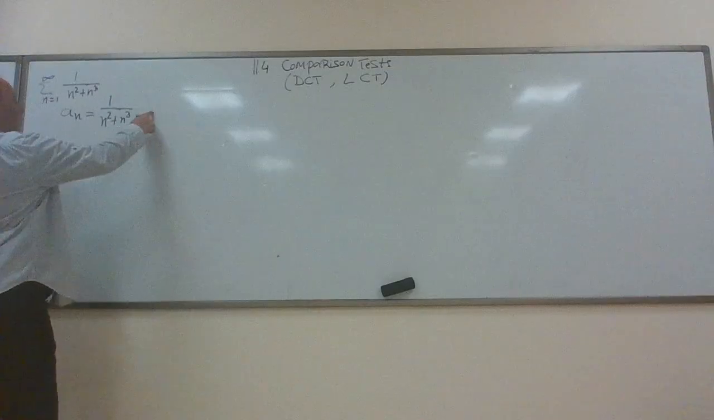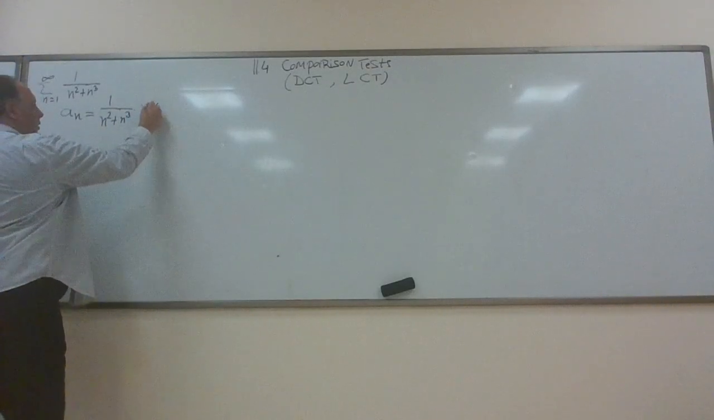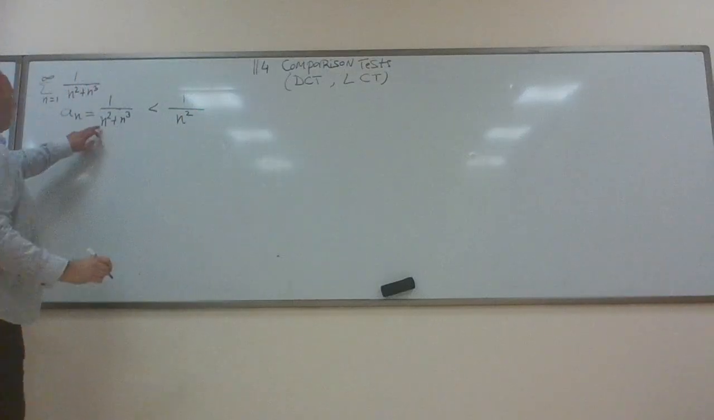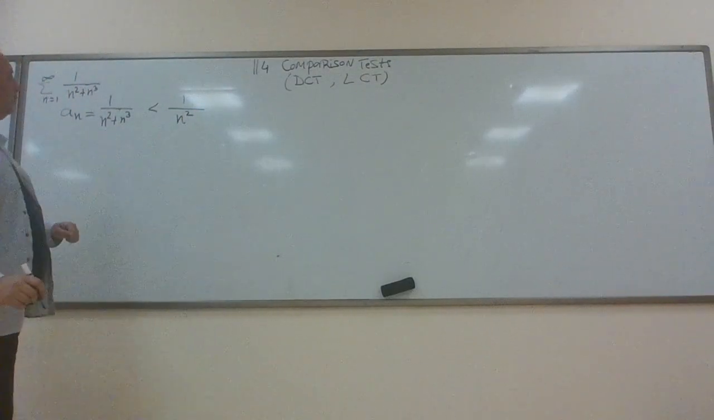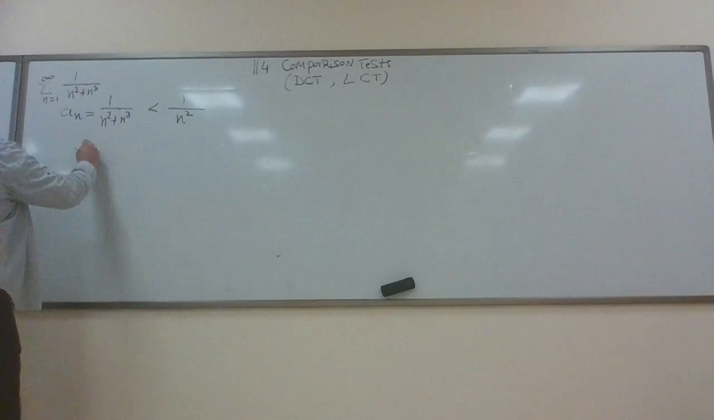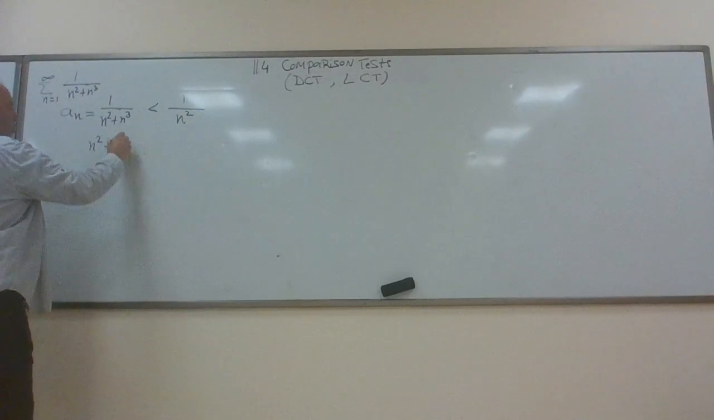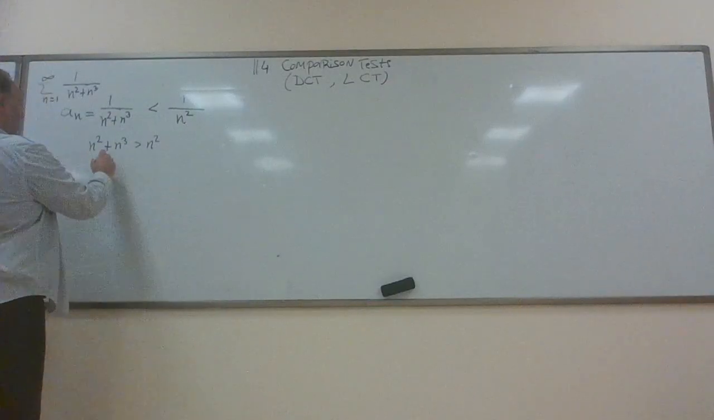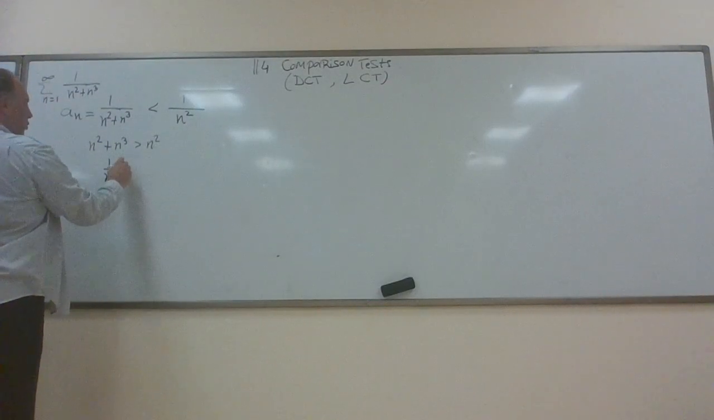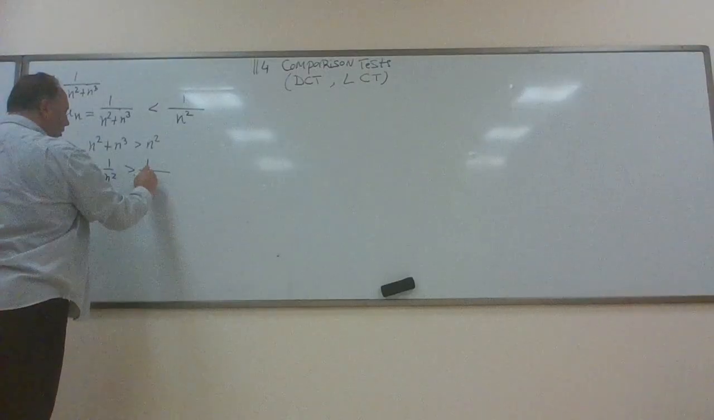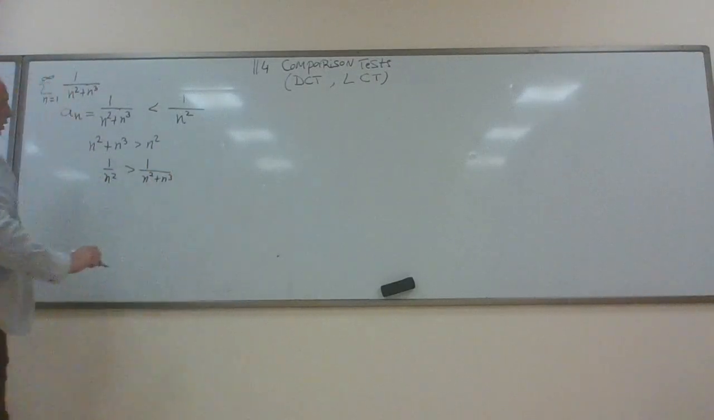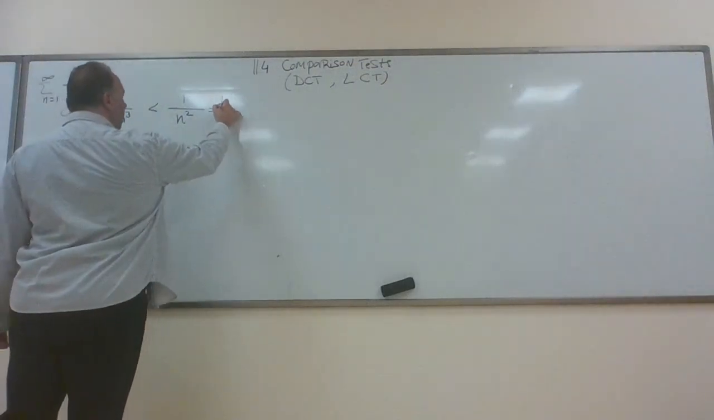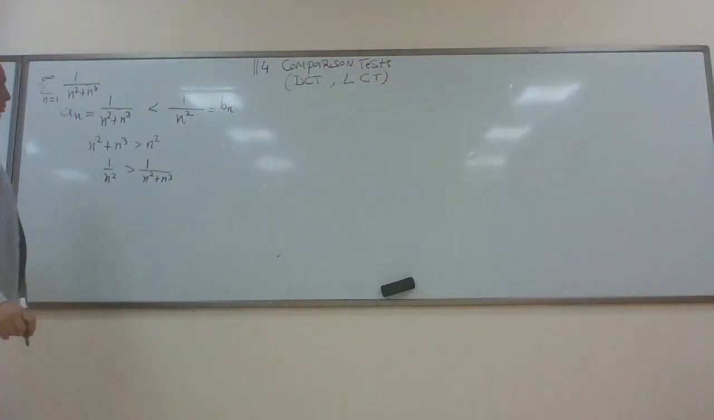So essentially what we know is that the denominator is bigger here than here. So essentially we know that n squared plus n cubed is bigger than n squared. So we flip it, 1 over n squared is bigger than this one here. That's what we have. So this is our comparison series.